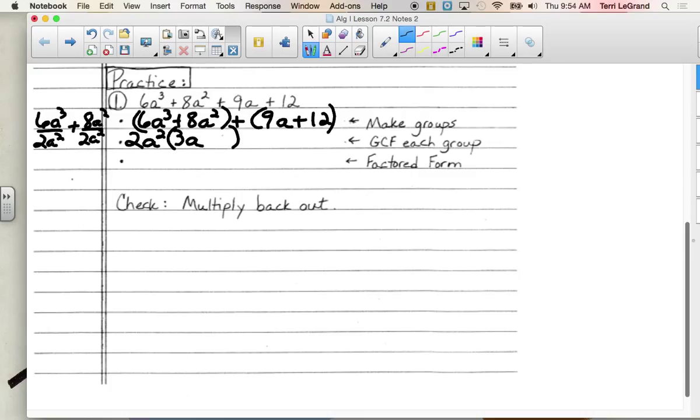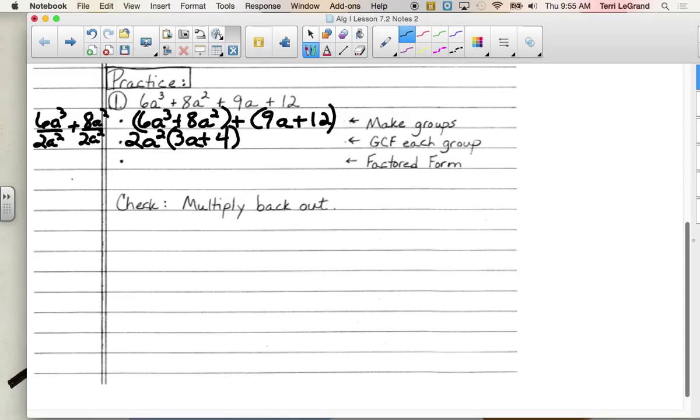So 6a cubed divided by 2a squared, we just said is 3a. Plus, what's 8a squared divided by 2a squared? 4. 8 divided by 2 is 4. A squared divided by a squared is 1. 4 times 1 is 4. Okay. Anybody got questions about that group? Okay, why don't you try and GCF the next group then?